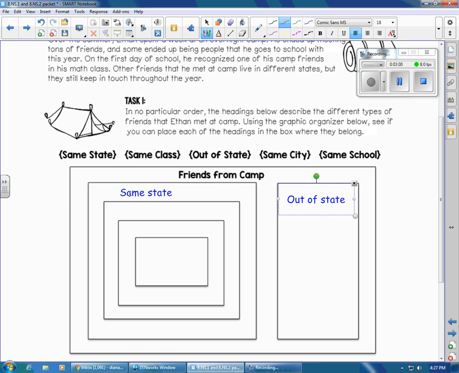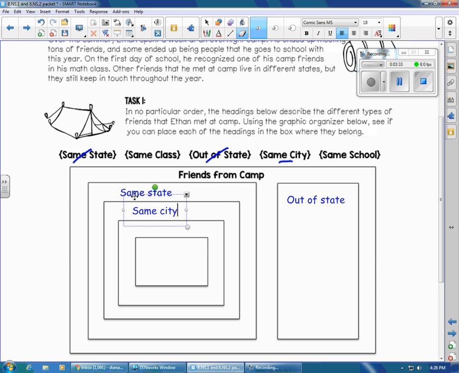Now, if they're from the same state, the next most specific category, actually I'm going to cross these out so we don't think like we have to use them again. So same state is gone and out of state is gone. So what's the next most specific category? Would it be same city, same class, or same school? What's the next most general? I'm thinking it's going to be same city. So same city is going to come next.